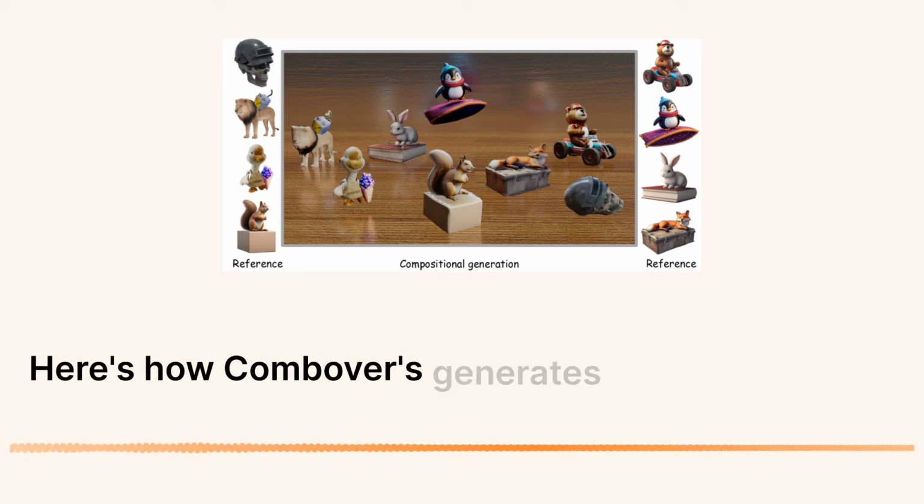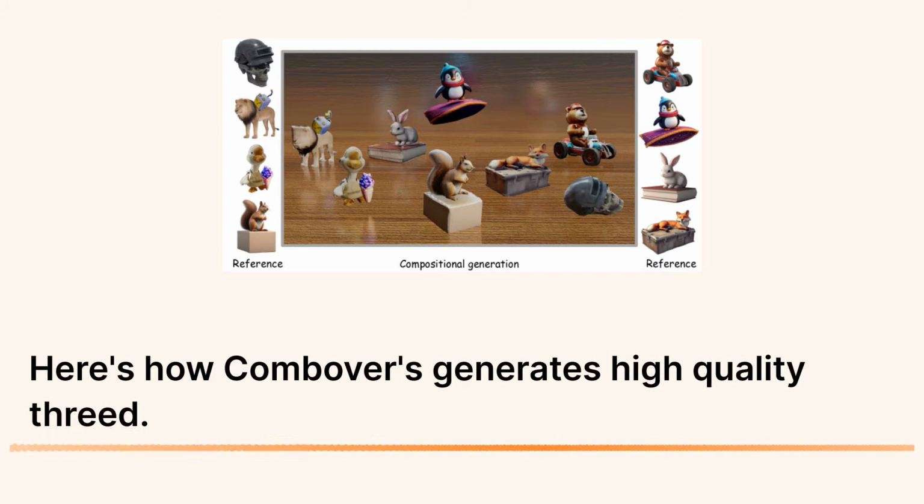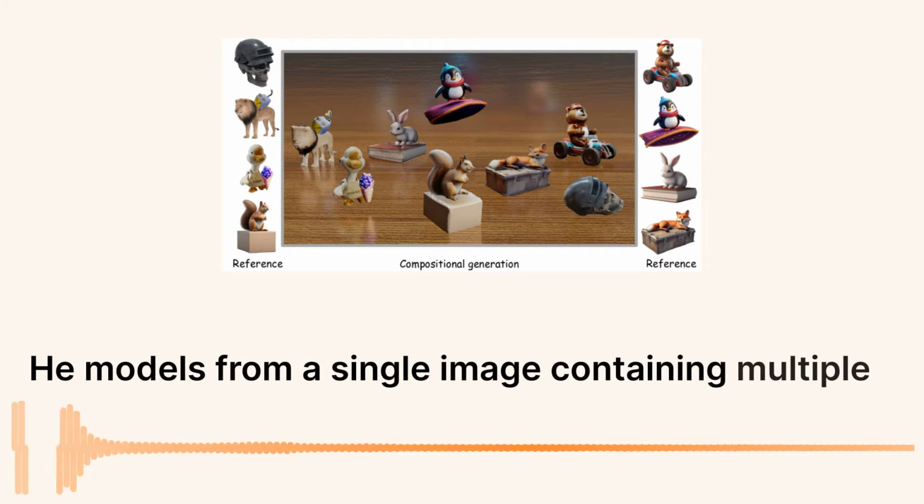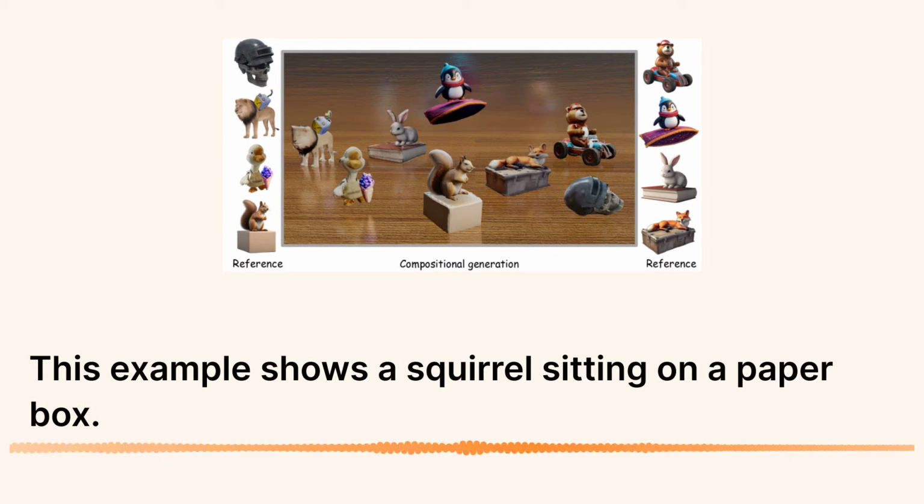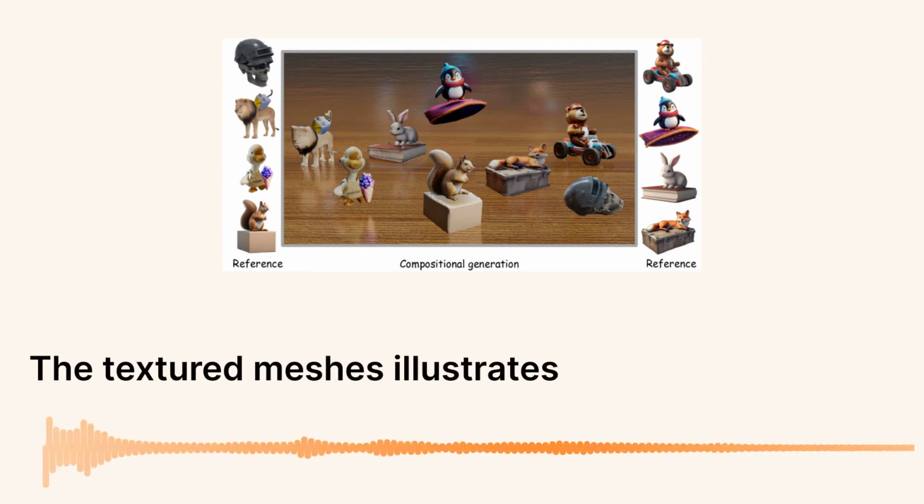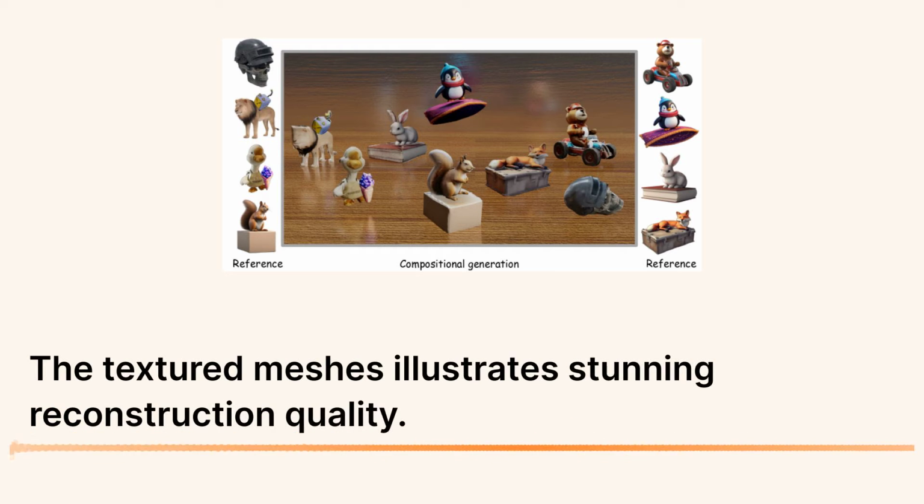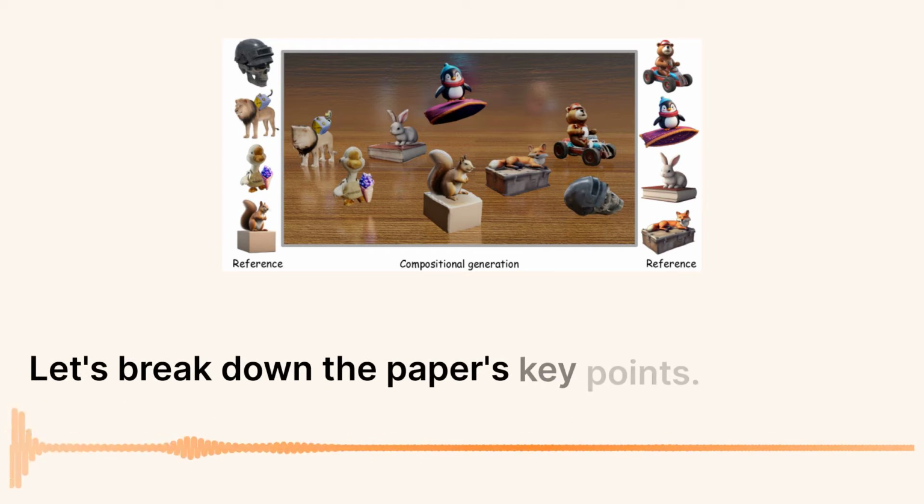Here's how ComboVerse generates high-quality 3D models from a single image containing multiple objects. This example shows a squirrel sitting on a paper box. The textured meshes illustrate stunning reconstruction quality. Let's break down the paper's key points.